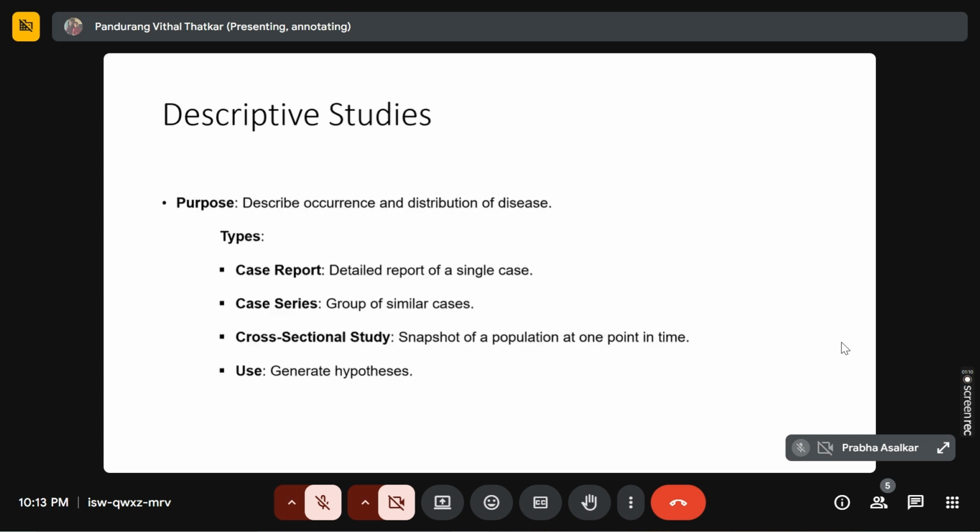The descriptive studies describe occurrence and distribution of the disease. Again, the types are case report, case series, cross-sectional study, and they are used to generate the hypothesis.